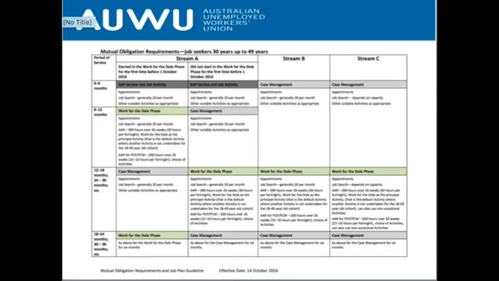So moving on to the 30 to 49 cohort, it's a similar situation here. The only thing that changes is the amount of hours you have to do for your work for the dole phase. So it reduces from 50 hours to 30 hours for the standard requirement, and it reduces further for people who are single parents, known as PCP, or partial capacity to work. It reduces down to 15 to 16 hours per fortnight.